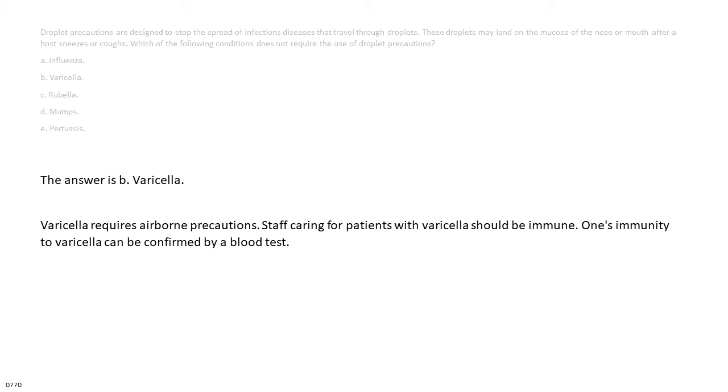The answer is B. Varicella. Varicella requires airborne precautions. Staff caring for patients with varicella should be immune. One's immunity to varicella can be confirmed by a blood test.